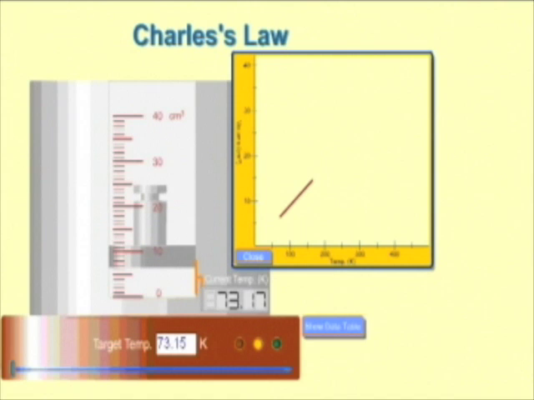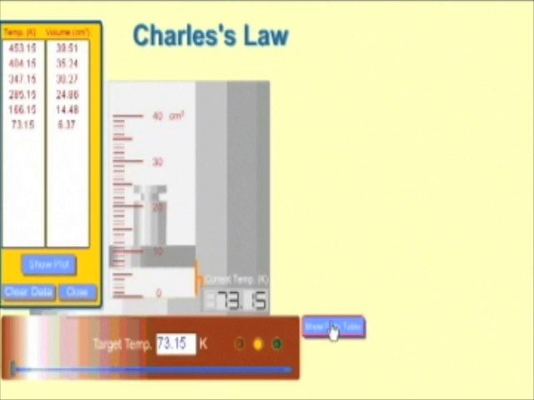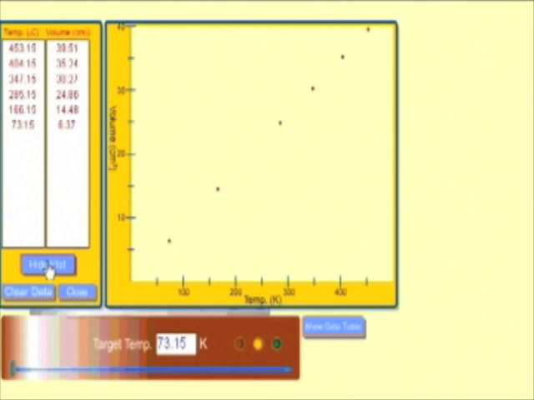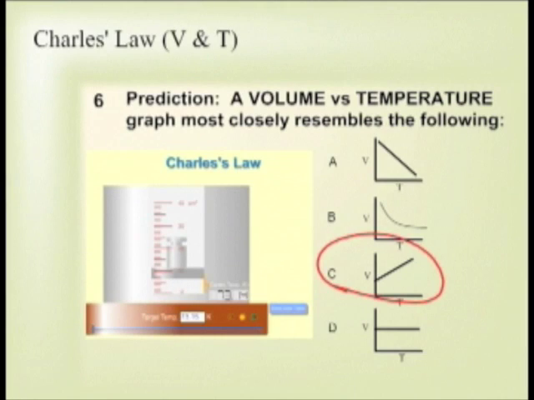Okay, so here we have our graph. We'll close that. I'm going to show our data table, and we'll do the whole plot all together. When we have all of our points together, we can see a nice linear curve, a straight line, y equals mx plus b, for the relationship between our volume and our temperature. When we turn to the question we had asked before, we had a prediction: which graph most represents the relationship between volume and temperature? It turns out that C most accurately represents volume and temperature.